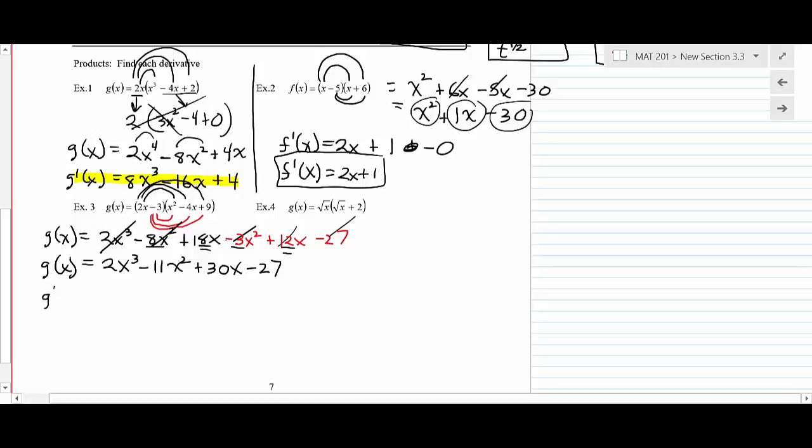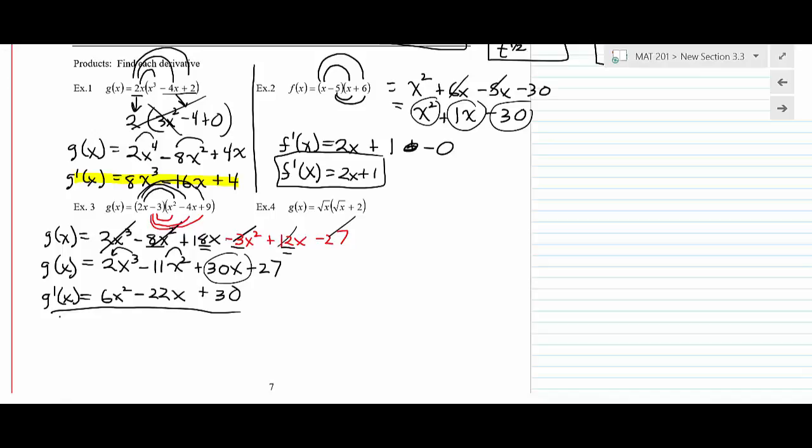You want to just do this very quickly in your head. First term, you're going to have 6x to the second. Second term, you're going to have 22x to the first. And then 30x, what's its derivative? 30. And then the derivative of 27 is 0. So you're done. That's it. That beats doing the definition, f of x plus h minus f of x over h. That would be a pretty tough thing to do on that problem. Thank goodness we have all these rules.